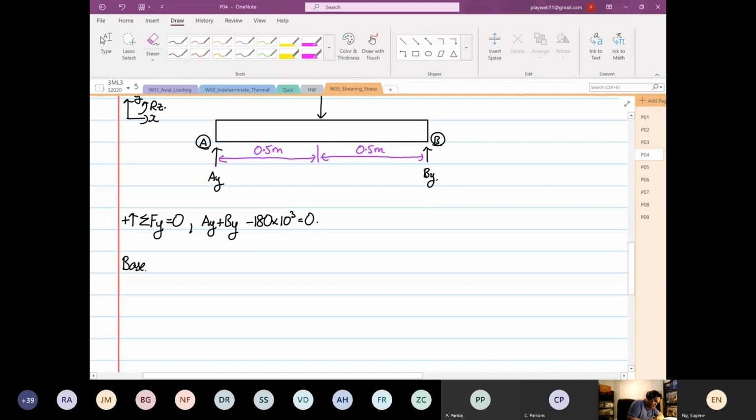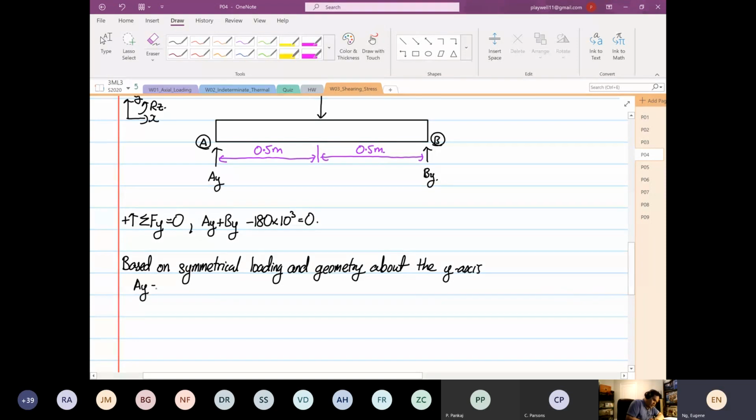Then you can declare that, based on symmetrical loading and geometry about the y-axis, right? We can declare that AY is equal to BY. Okay, so the first equation over here, I'm going to call it our equation number 1.